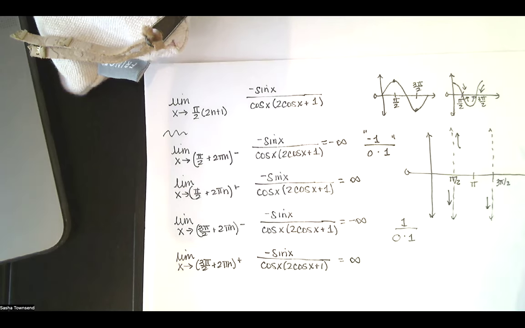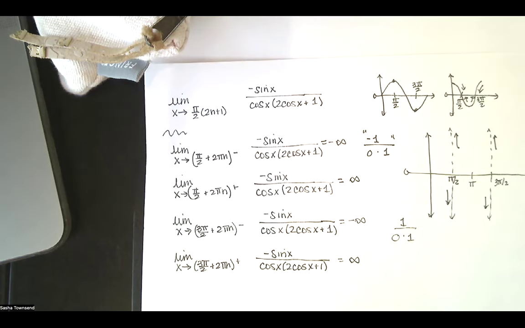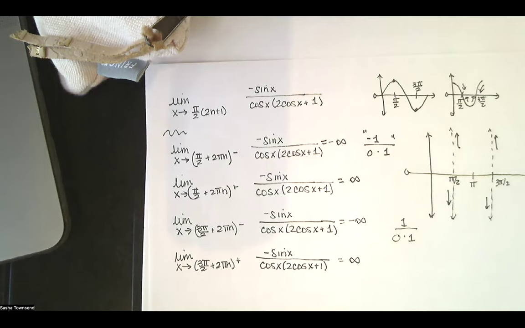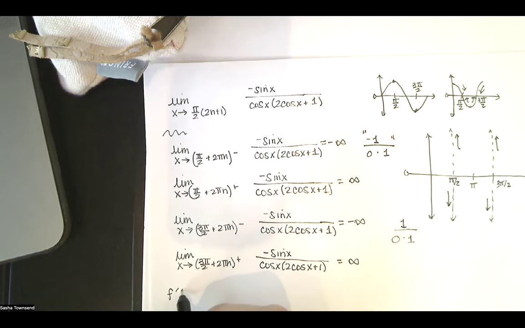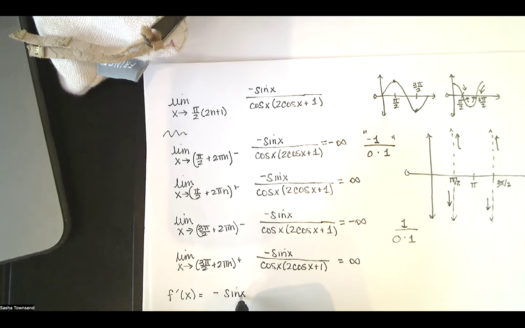So I have a positive infinity on this side. All right. And then what else did we say? This is f prime.